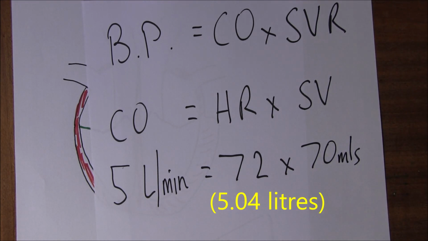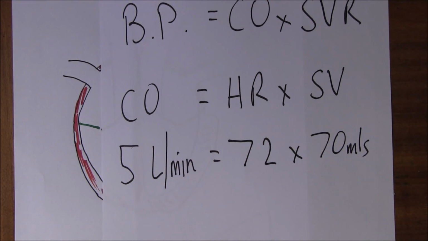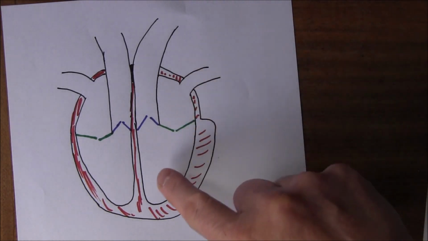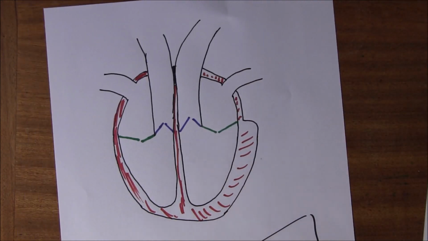And that's fascinating because 5 litres a minute is roughly equivalent to the total volume of blood. So all of the blood volume is going through a particular part of the circulatory system, such as the left ventricle, in a 1 minute period. And cardiac output is also dependent on venous return. So if the blood's not coming back to the heart, then the ventricle can't pump it out. So the blood has to be coming back to the heart.